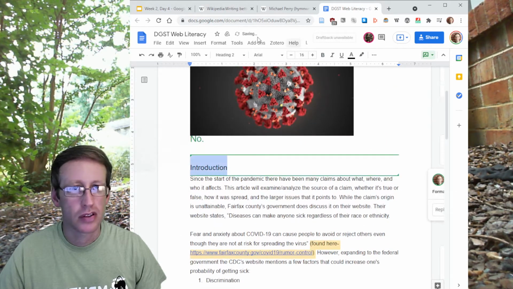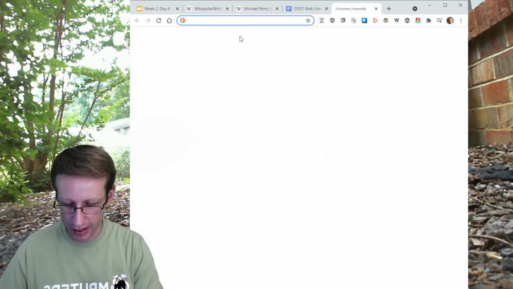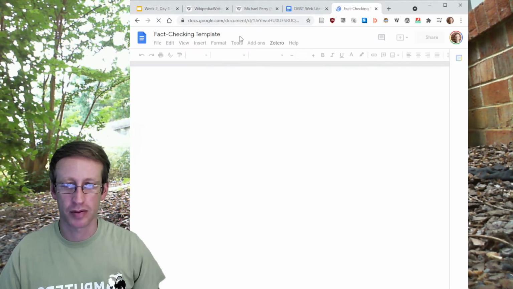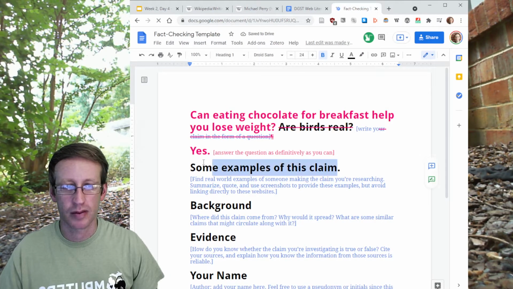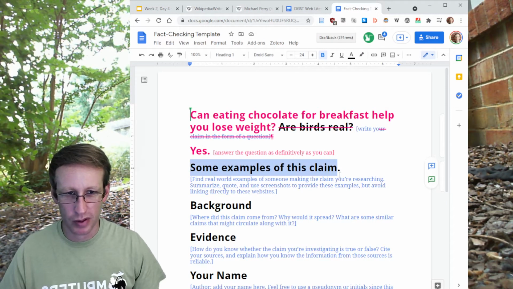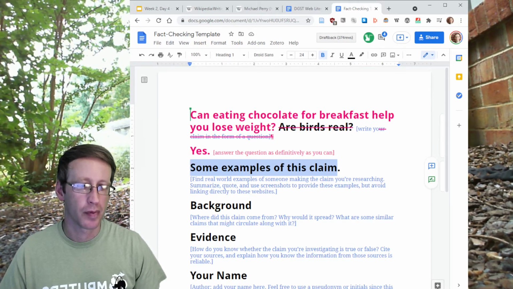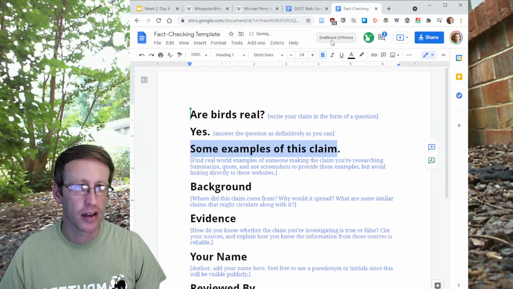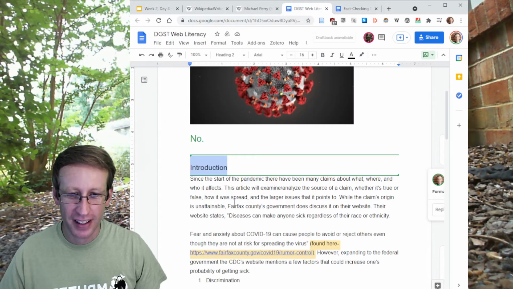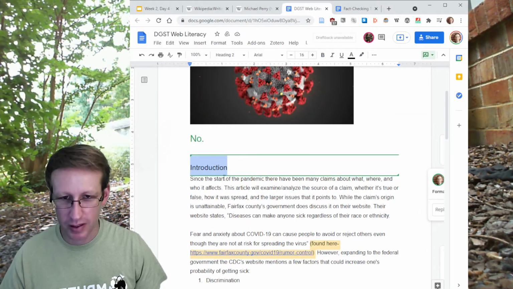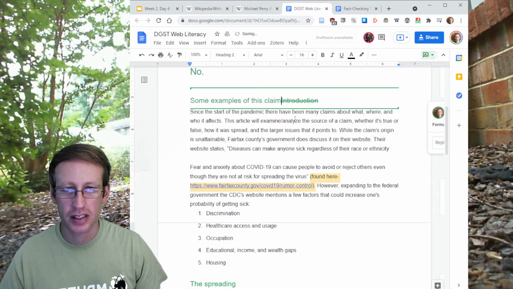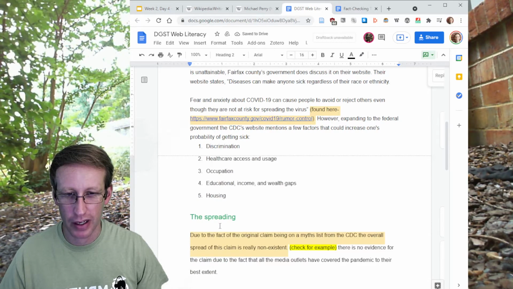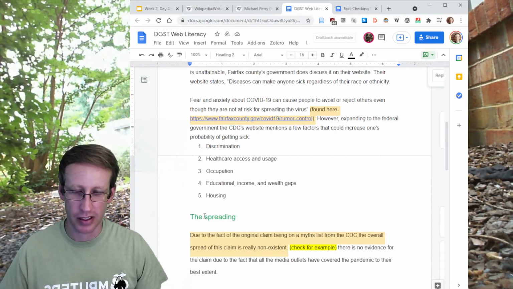What is my template? I'm forgetting what my headings were. Some examples of this claim, that's what I'm looking for. Oh yeah, somebody's been messing with my template. But no, don't mess with my template. It's not so much the introduction. What we want to see is some examples of this claim, and that sounds like what you're writing about down here. But you can just reorganize these if you'd like.